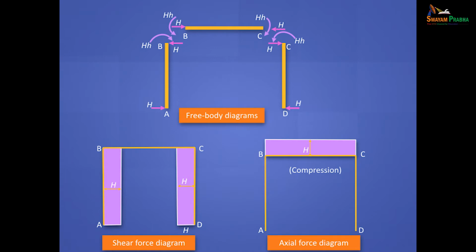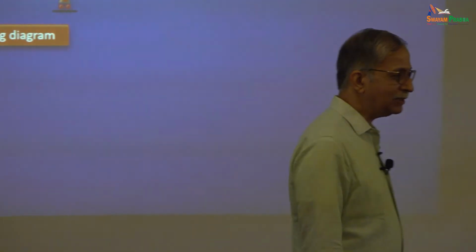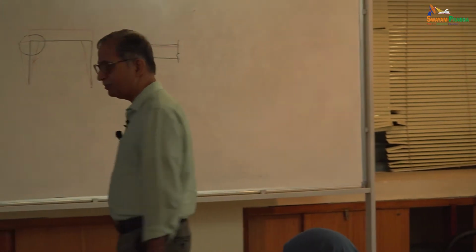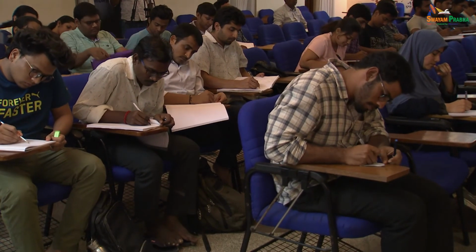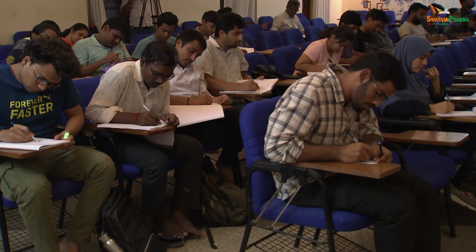This is one example. We go to another example. Same problem. I just want to see you draw the bending moment diagram and the deflected shape. Bending moment diagram and deflected shape. Well, to play safe, always begin by drawing the free body diagrams, okay?